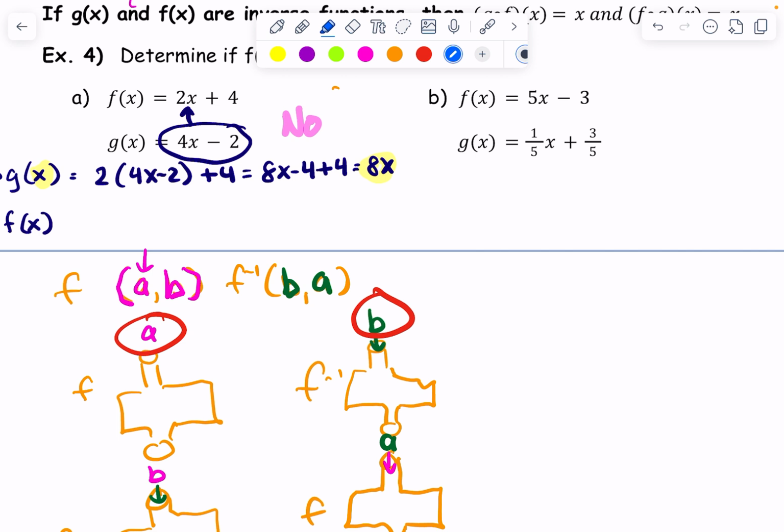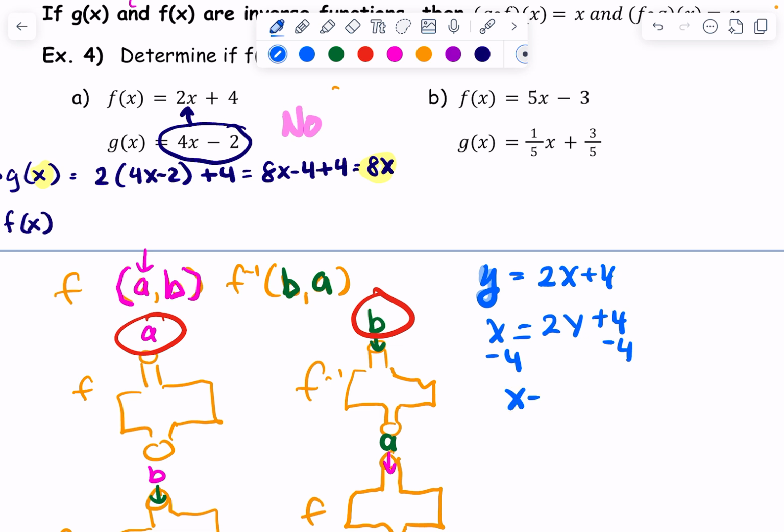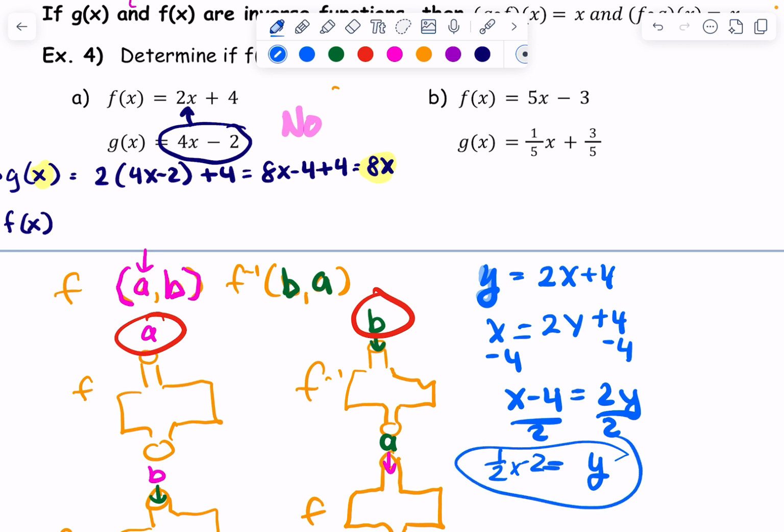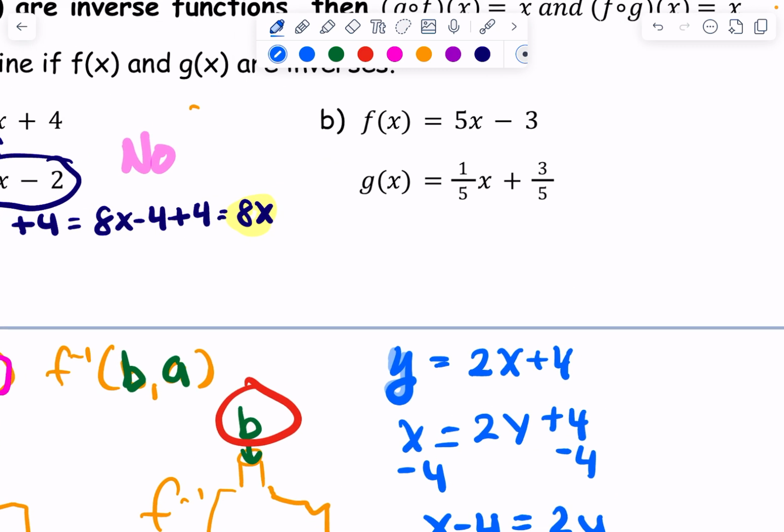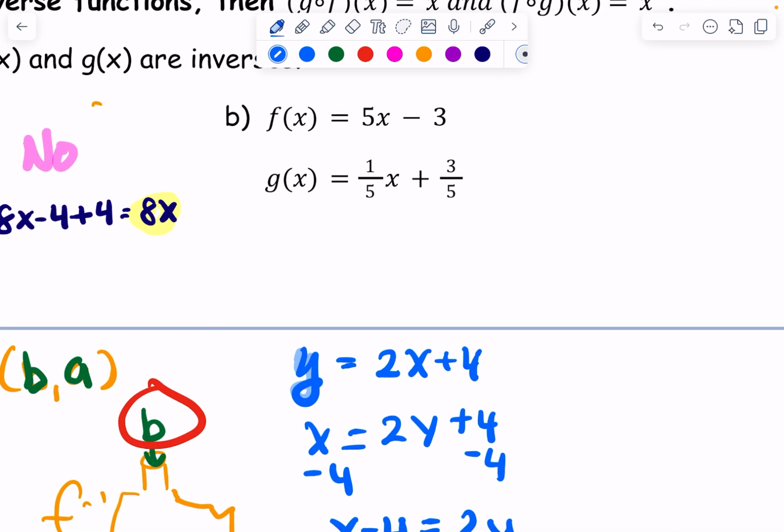Now, remember how I told you the other way to do it? Well, we could have taken y equals 2x plus 4, switched the x and the y, and then solved for y, and we would have seen that this function is not the same as this function up there, right? So they're not the same. But we didn't have to because we did the composition. Okay, so let's do the next one.